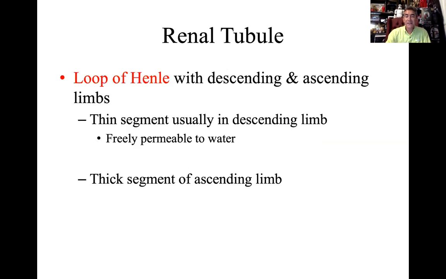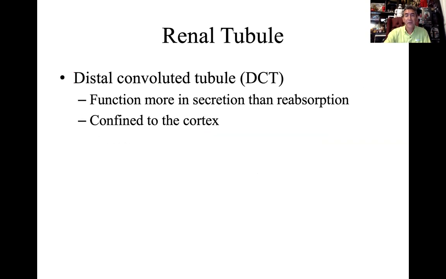Loop of Henle descends into the medulla and then ascends back up as well. And then the distal convoluted tubule, this one will function more in secretion than in reabsorption. And I'll explain what that means. And it's confined to the cortex.